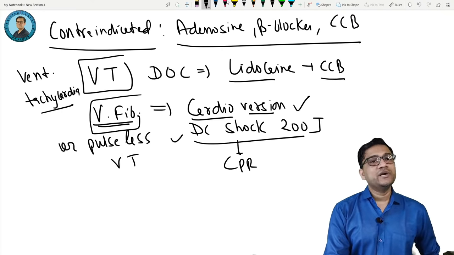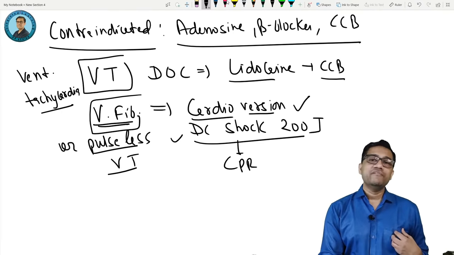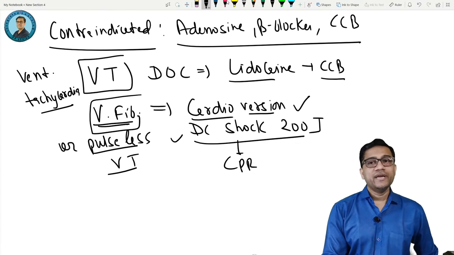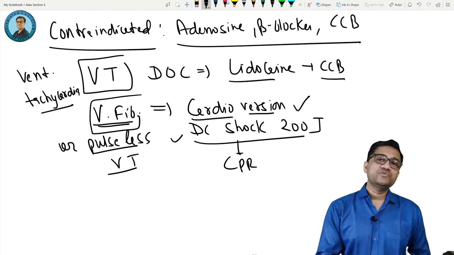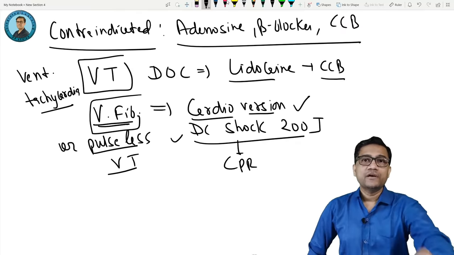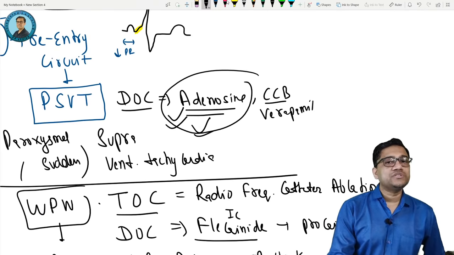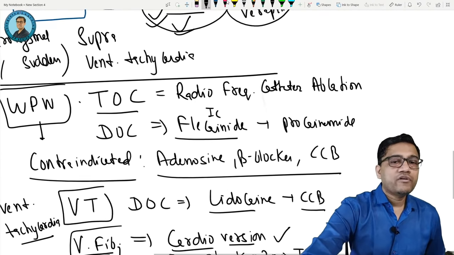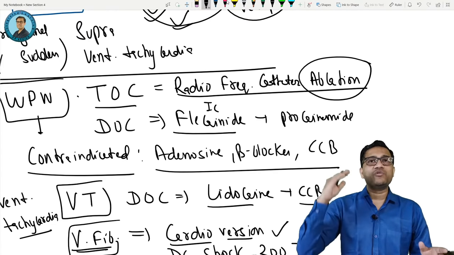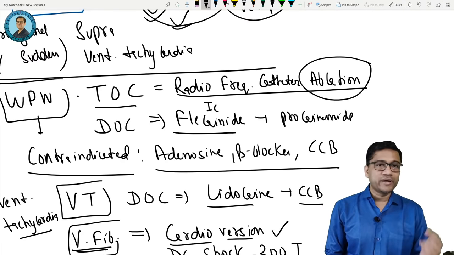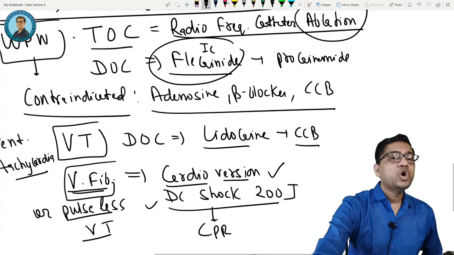For tachycardias, lidocaine, but if there's a pulseless state, that means the heart is not able to sufficiently generate pumping, we need to again give DC shock. Otherwise we can use drugs which block the rate. Once again, summary: for PSVT, what are the drugs of choice? Adenosine or CCB. For Wolff-Parkinson-White, we do radiofrequency ablation and destroy the abnormal pathway. If you want drugs, we can give flecainide or procainamide.